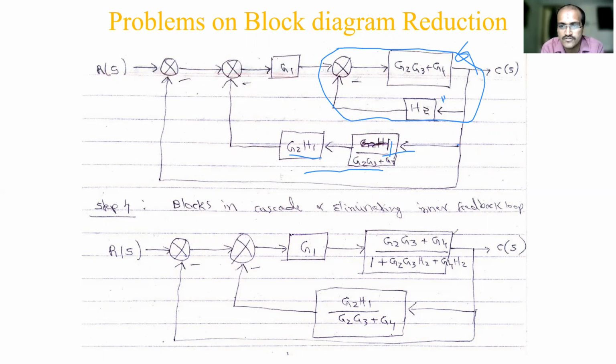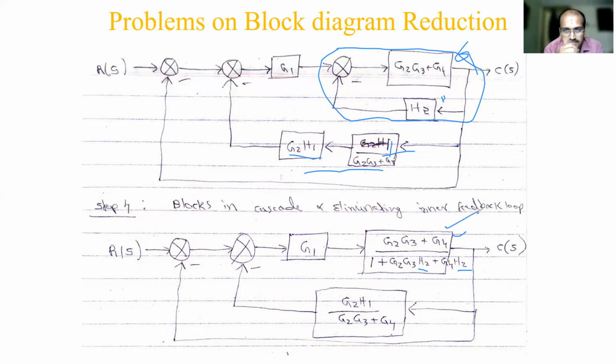G2, G3 plus G4, G divided by 1 plus G2 G3 plus G4 into H2. That's why in both parts I have kept H2 here. Direct multiplication I have done. So G2 G3 into H2, G4 into H2. Okay. So that is the simplified block. So there is no cancellation, nothing. Straight away we will get the answer.